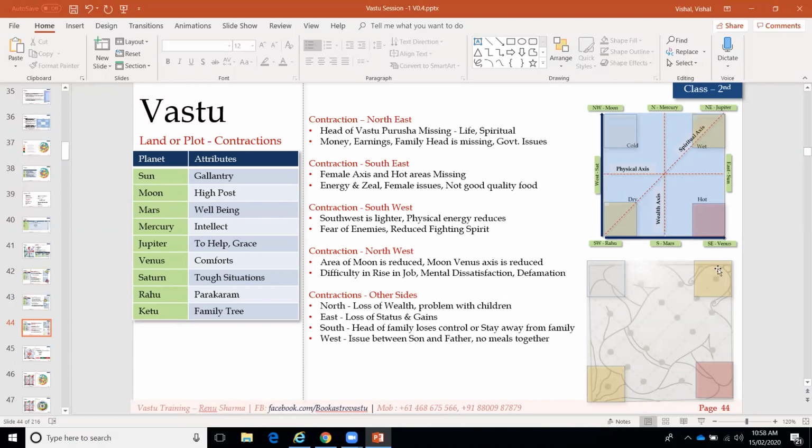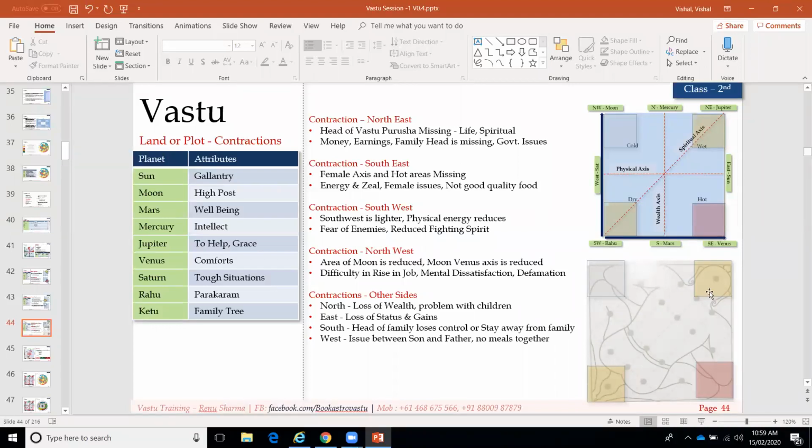that's where the Purusha of the Vastu Mandala is, or Vastu Purush. So if the head is missing, what will happen? Your ability to think will go away. There is no ability to think if that part is missing. So if the head of Vastu Purusha is missing, your spiritual life, money earnings, and family head are missing.